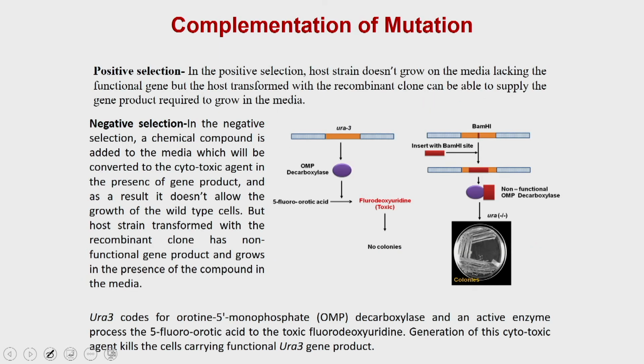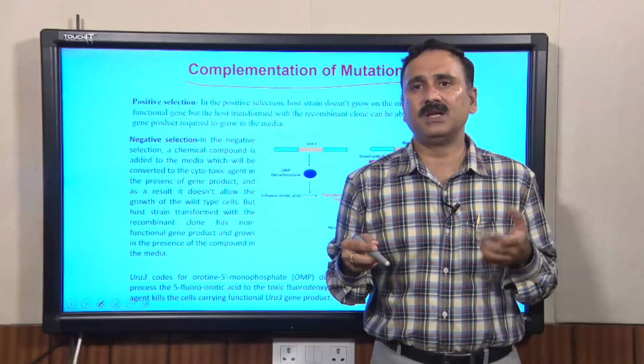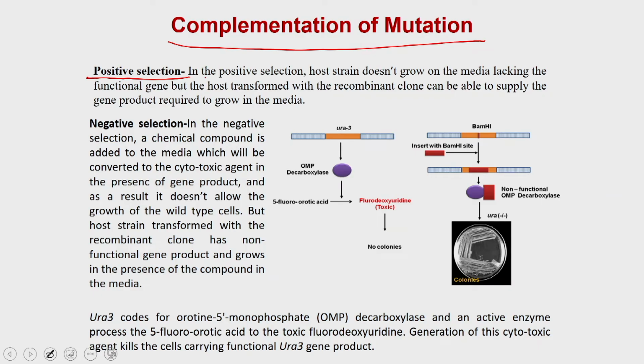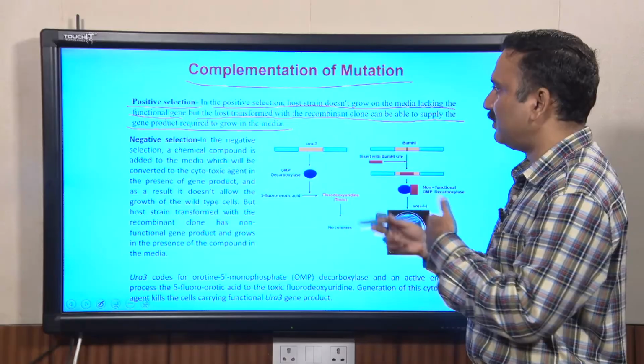Then you have the complementation of the mutation, which is a typical way of screening in yeast. In complementation, it could be positive complementation. In positive complementation, the host does not grow on media lacking the functional gene, but the host transformed with the recombinant clone can supply the gene product required to grow in the media. So complementation is always done on those strains which are growing on a media deficient in that particular thing. Once that deficiency is provided by the transformation, the strain grows, and that is the positive selection.